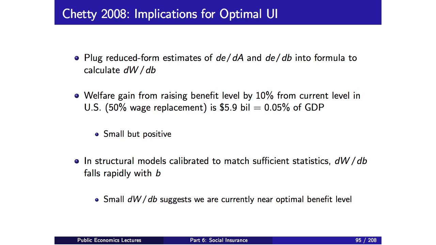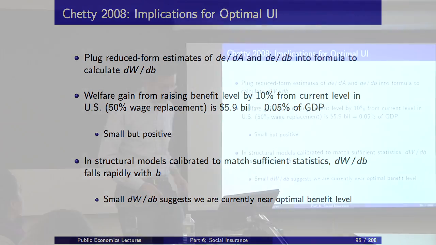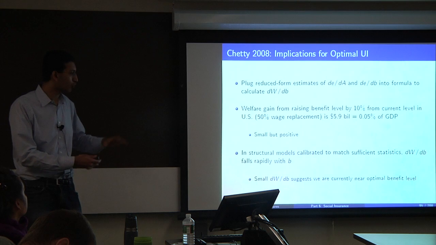But in models that seem sensible, calibrated to match the statistics, dW/dB falls rapidly with B, meaning that function, W of B, is very curved. And so that says the second derivative is quite large. Combined with the fact that this is a pretty small number, the bottom line of the paper is we're somewhere close to the optimal benefit level in the current regime. Okay, so that's the basic logic of this formula and the empirical work.